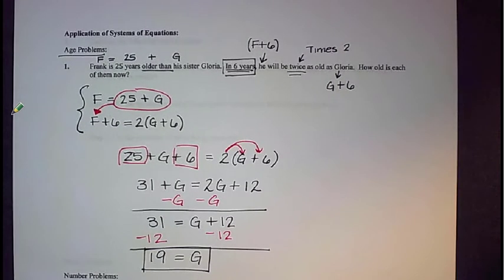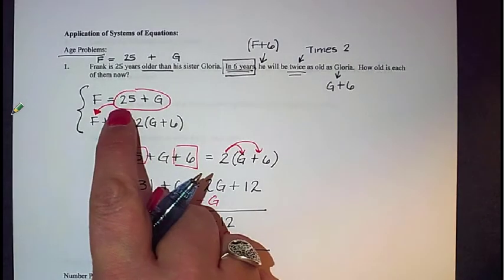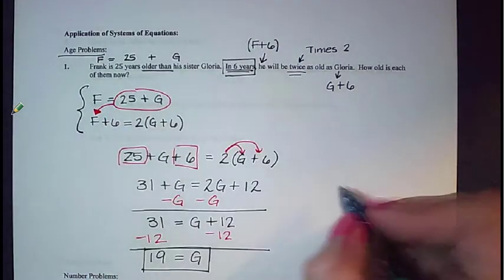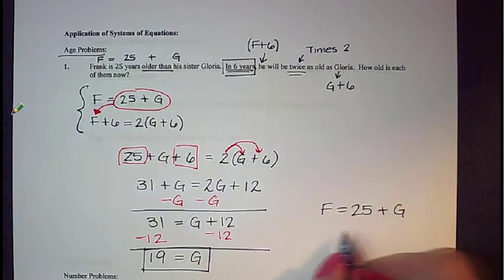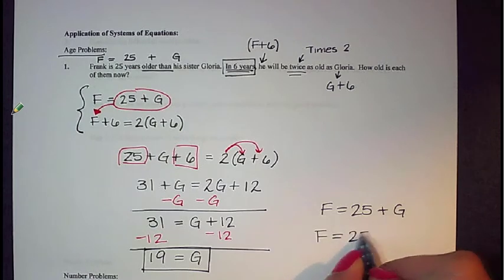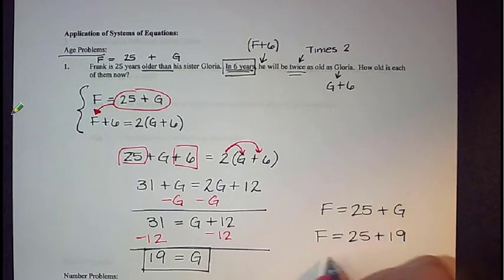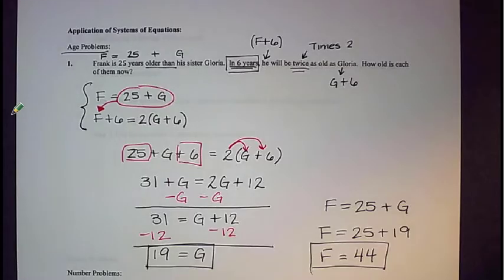But remember, we don't just want to find Gloria, we actually want to find Frank as well. So we know that Frank is 25 years older than Gloria, so all we have to do is say, okay, well, Frank is 25 plus Gloria. So Frank is 25 plus 19. So Frank is 44 years old. So now we know Gloria is 19, Frank is 44.